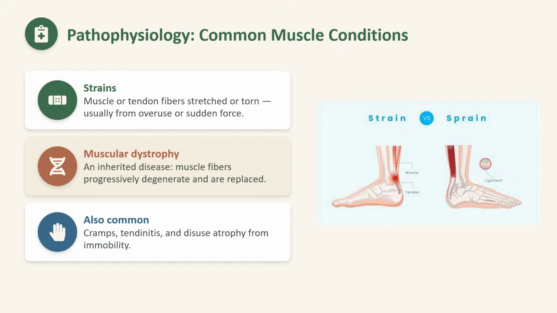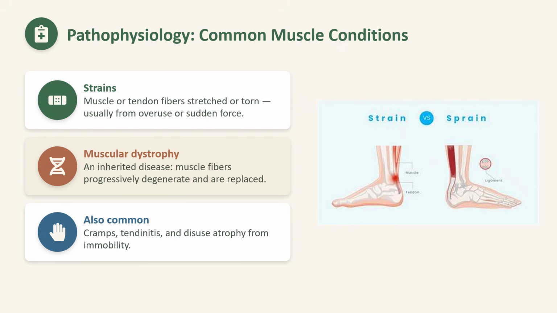Muscular dystrophy is the opposite in every way. Not an injury, but an inherited disease in which muscle fibers progressively degenerate and are replaced by fat and scar tissue. It's far less common, but it teaches something profound about how a single protein holds a muscle together.